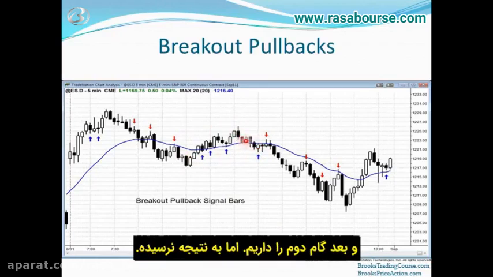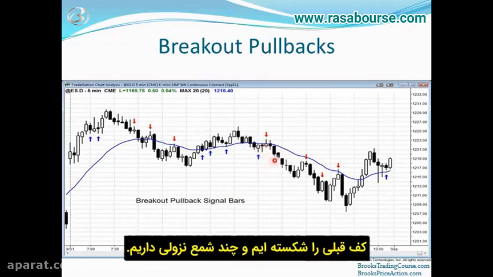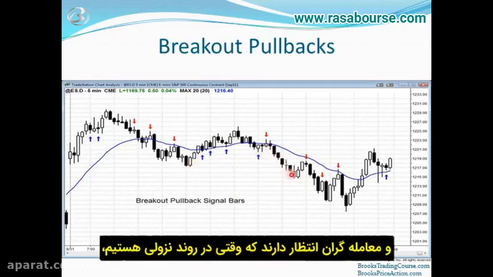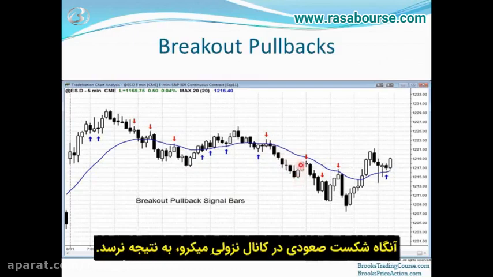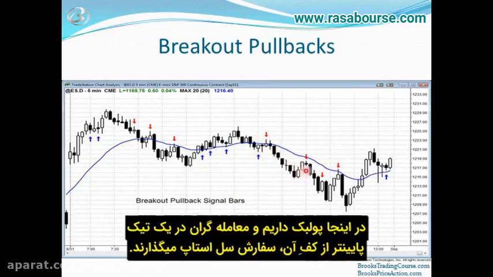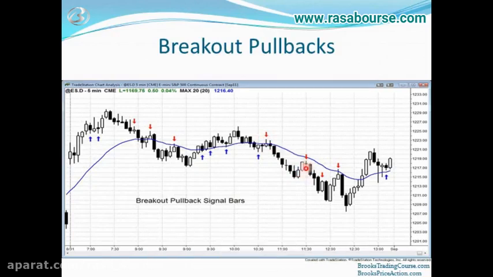But it failed. Here, clearly a bear trend. We're breaking out below the prior low, and we have a series of bear bars. We have a bear micro channel, and traders will expect the bull breakout of the bear micro channel in the bear trend to fail, so they'll look to short below the low of the prior bar. Here's a pullback. They'll place a sell stop at 1 tick below its low and get filled there.